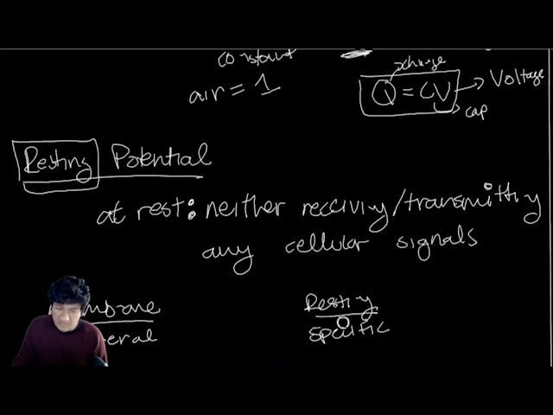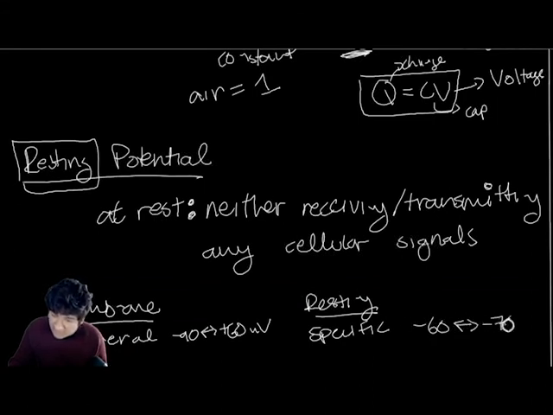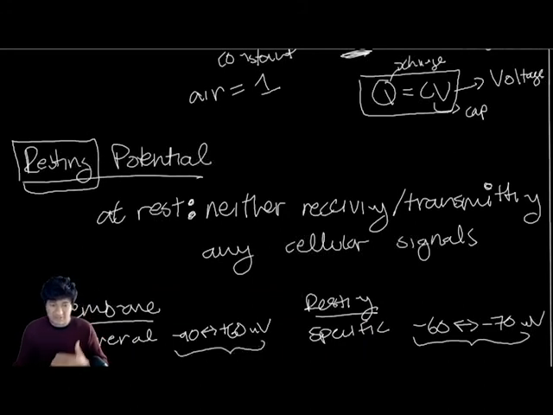But we can also define, okay, the membrane potential can go from, say, negative 90 all the way to positive 60 millivolts. And the resting potential, since it's specific, can only go from negative 60 to negative 70 millivolts. And if you see, this interval is within that interval. So it matches that the resting potential is a specific membrane potential.